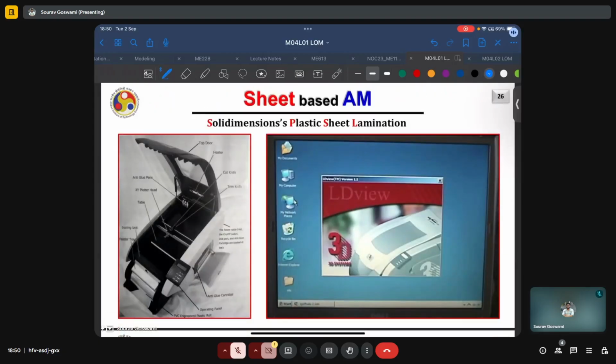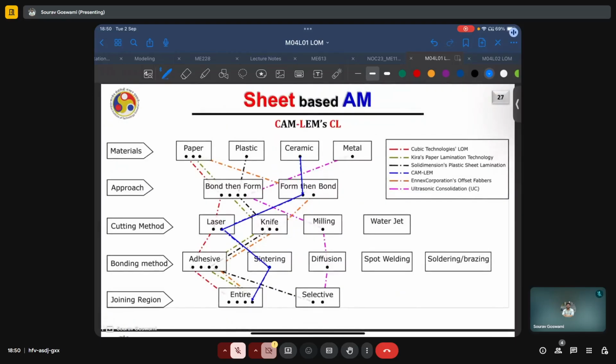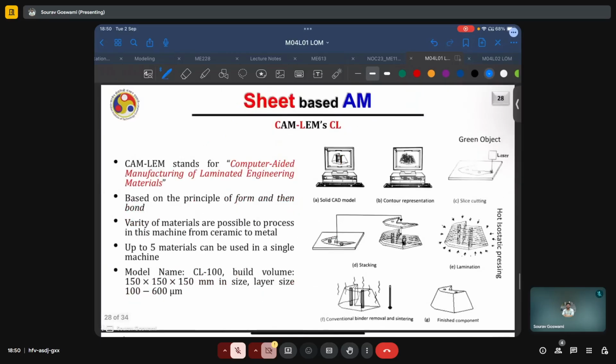A video was also shown during the lecture, which illustrated this process. The next process is CAMLEMS CL, which processes ceramic materials and uses a form and then bond approach. The cutting method, because of the use of ceramic, is laser. Bonding method is via sintering, and the joining region again is entire. The process itself stands for computer-aided manufacturing of laminated engineering materials, and as we discussed, it uses the form and then bond approach.